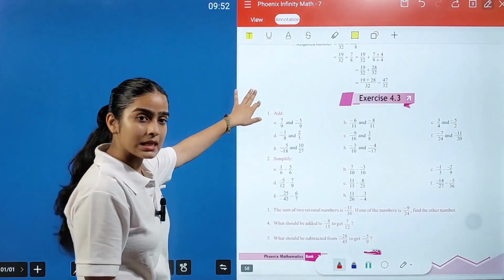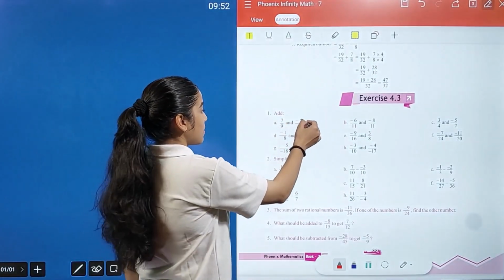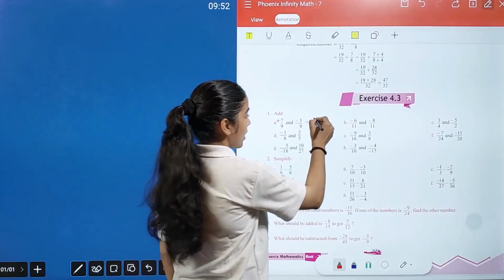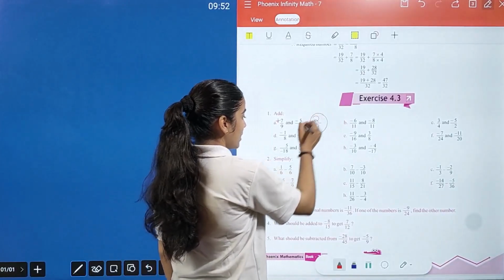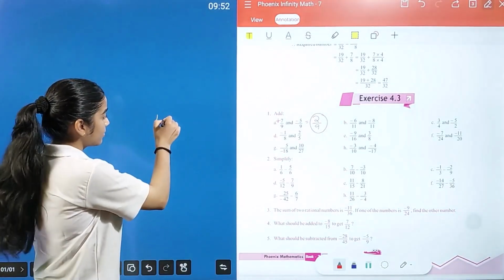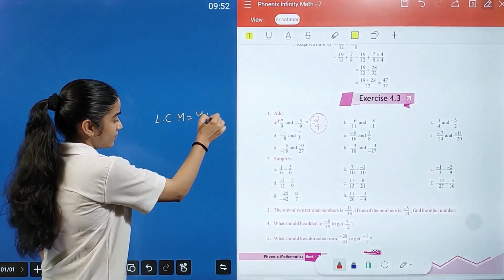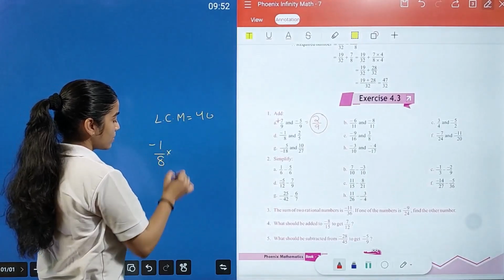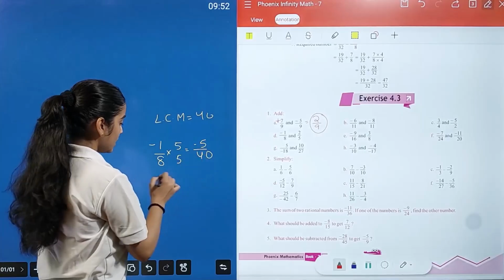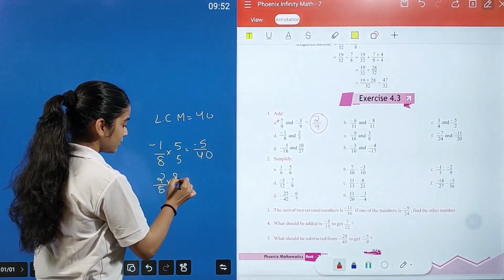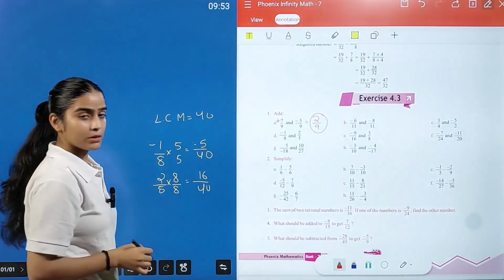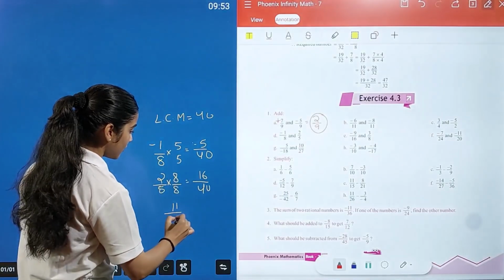So now we shift to our exercise 4.3. Add 7 by 9 and minus 5 by 9. So plus and minus. So you have 2 by 9. Here we have different denominators. LCM of 8 and 5 is 40. So minus 1 by 8 should be multiplied with 5. Minus 5 upon 40 and 2 by 5 multiplied by 8. You have 16 upon 40. Plus minus is minus. 16 minus 5 is 11. So your answer is 11 by 40.